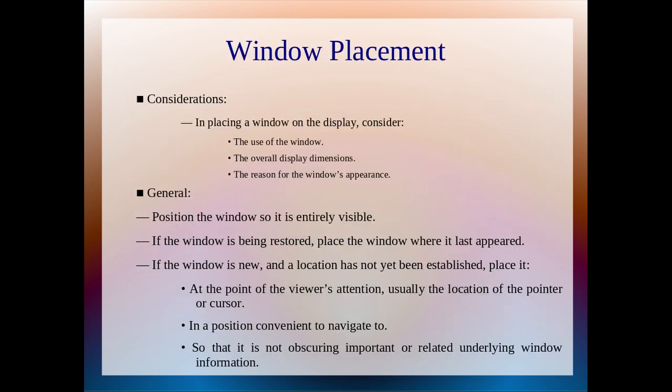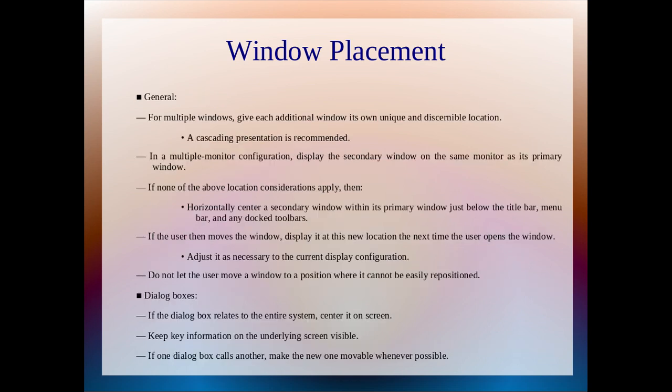Now let's discuss window placement. Considerations. In placing a window on the display, consider the use of the window, the overall display dimensions, and the reason for the window's appearance. Now, general discussion. Position the window so it is entirely visible. If the window is being restored, place the window where it last appeared. If the window is new and a location has not yet been established, place it at the point of the viewer's attention, usually the location of the pointer or cursor, in a position convenient to navigate to, so that it is not obscuring important or related underlying window information.